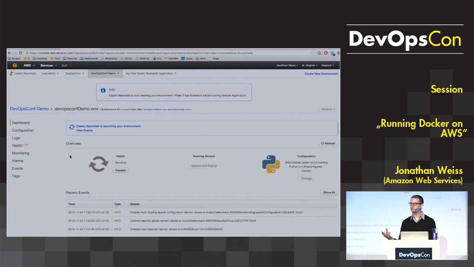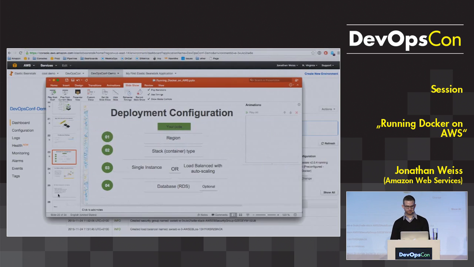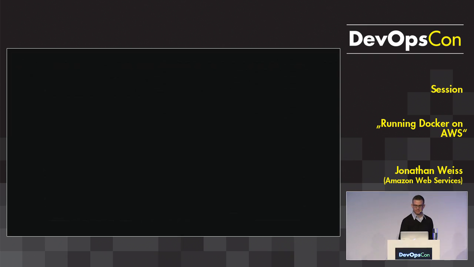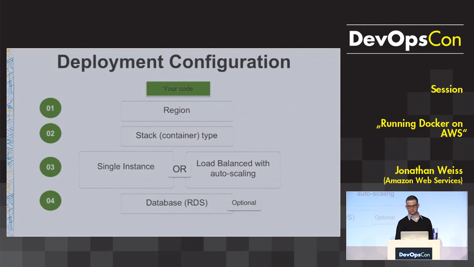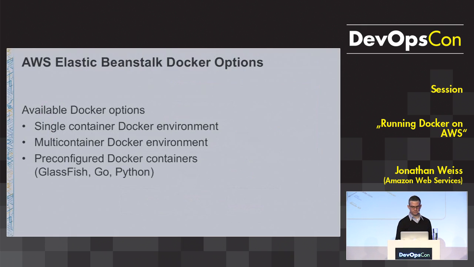The use case that is more optimized for somebody who maybe doesn't want to be bothered with too many details. If we continue that, for that world, as I said, we have multiple Docker options in Beanstalk. You can say I want a single container, I have multi-container, or you can use those pre-configured Docker containers and use those to get started.